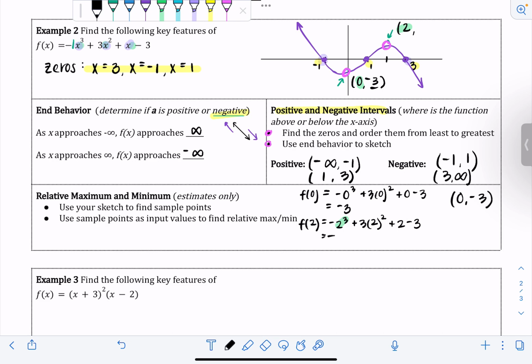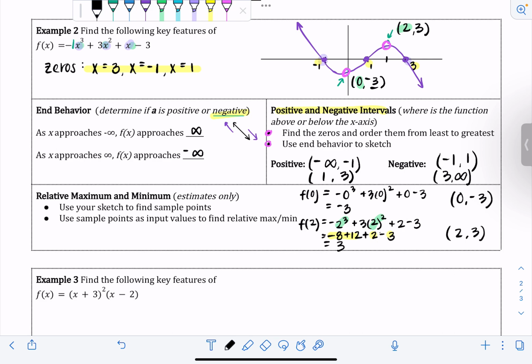And then 2 to the third power is 2 times 2 times 2, so that's 8. And then this is 2 squared, so 4 times 3 is 12, plus 2 minus 3, and then from there we can combine all those. So -8 plus 12 is 4, and then plus 2 is 6, and then minus 3 is 3. So we end up with 3 right here. So that's the point 2, 3. So this height is 3.